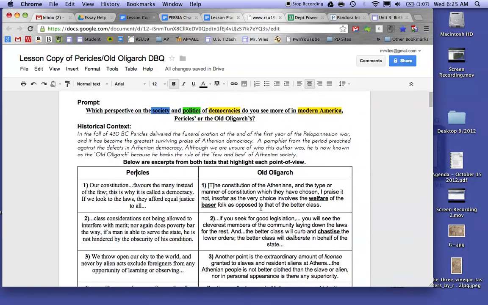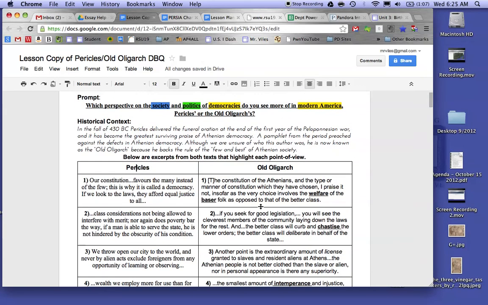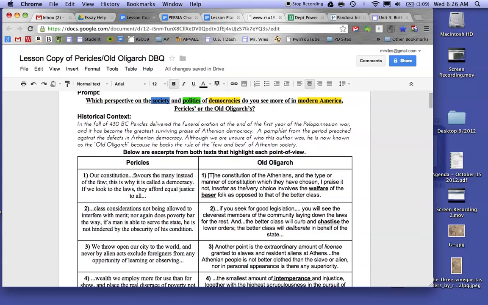And what you're going to do today is you're going to annotate. You've made a copy of this DBQ into your own Google Docs, and you're going to annotate these excerpts to look for social comments by Pericles in the Old Oligarch and political comments by Pericles in the Old Oligarch. And you want to highlight them.